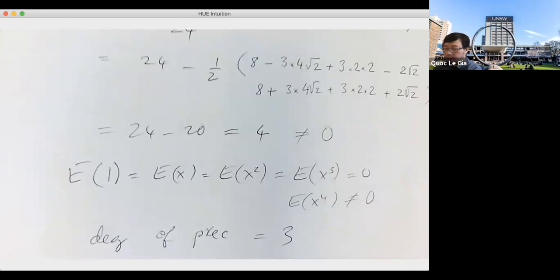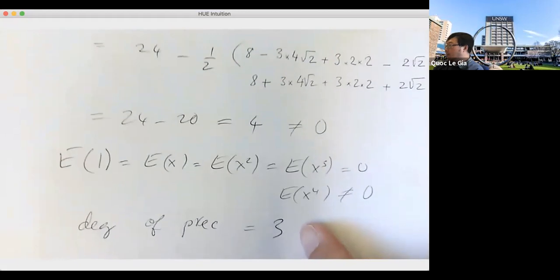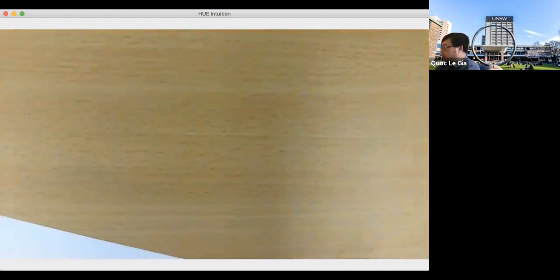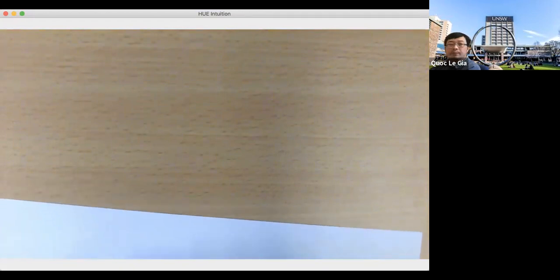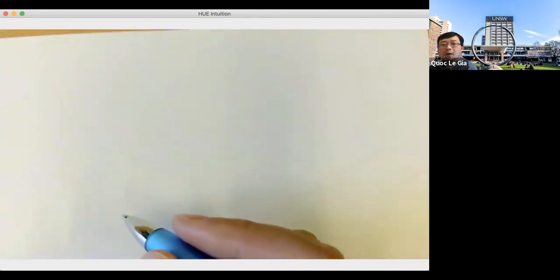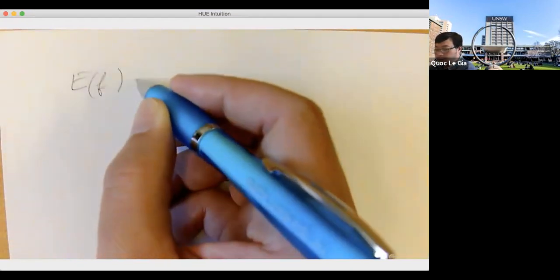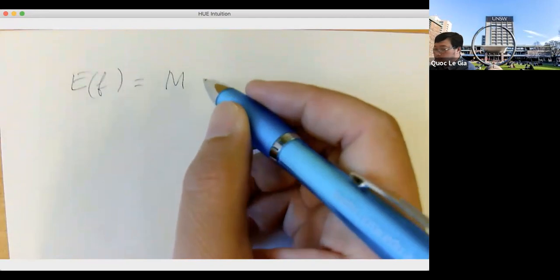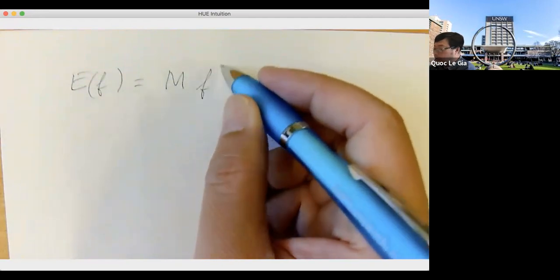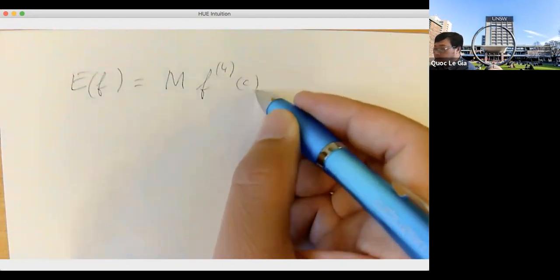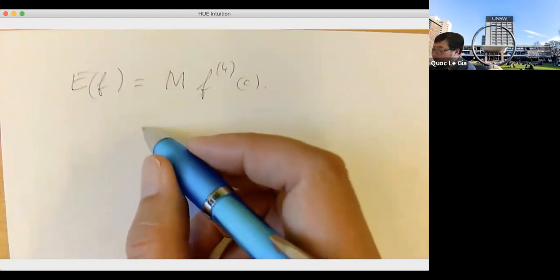And now show that. So no, I mean now you don't have to show anything. So say that you have given this. So EF is the constant times the fourth derivative, some constant C. So it's given. So what is the constant M?